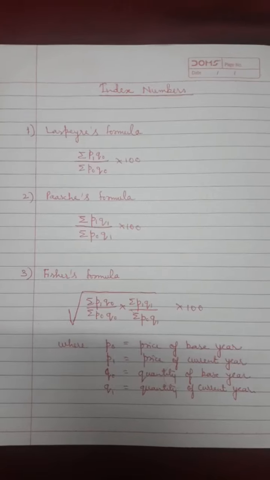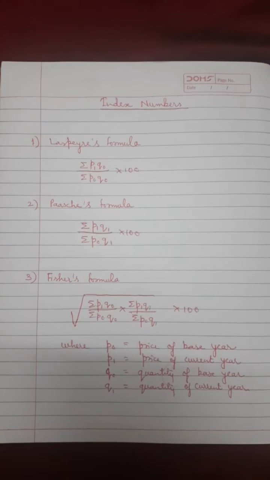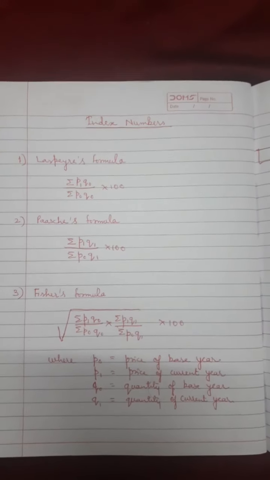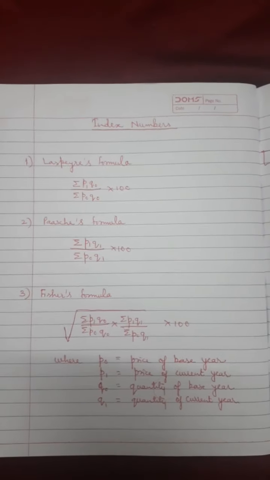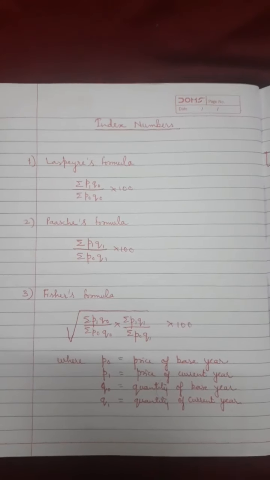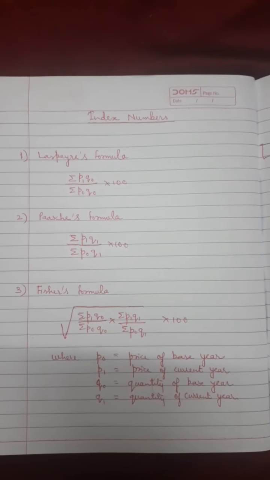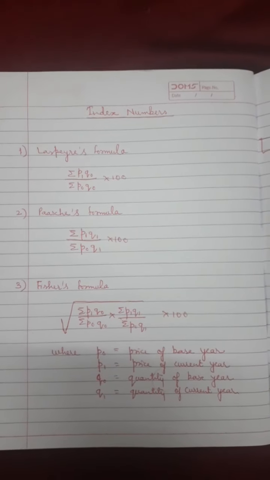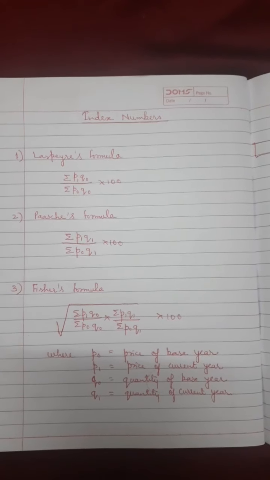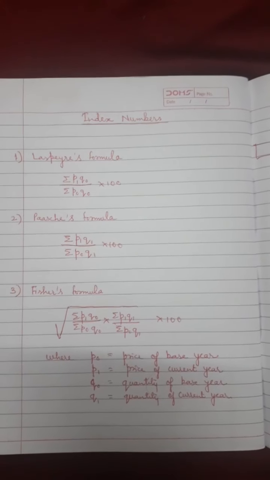The formula for Laspeyres is summation P1 Q0 upon summation P0 Q0 into 100. Then Paasche has given the formula summation P1 Q1 upon summation P0 Q1 into 100. And Fisher has taken both the ratios, taken the root and found out the value. So Fisher's formula is under root summation P1 Q0 upon summation P0 Q0 into summation P1 Q1 upon summation P0 Q1. After taking the value of the root, it will be multiplied with 100.